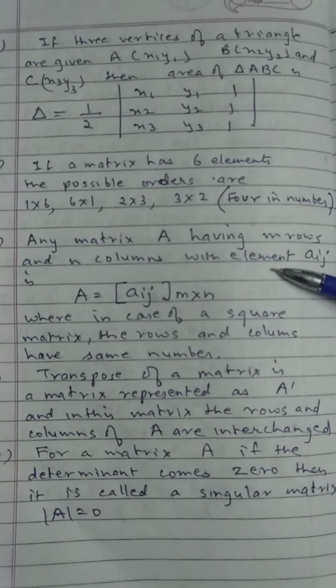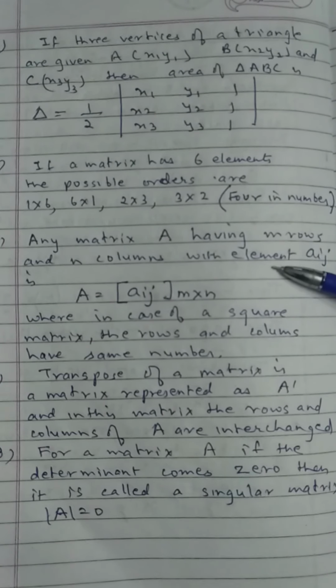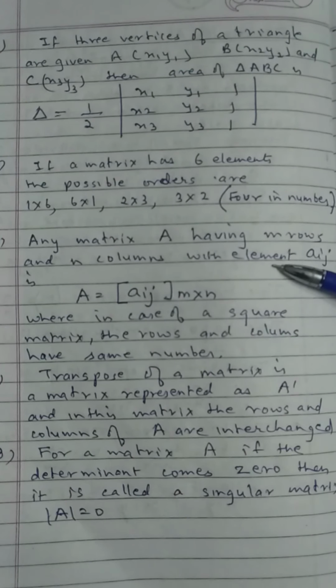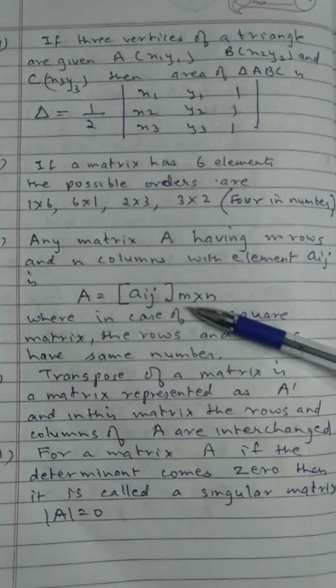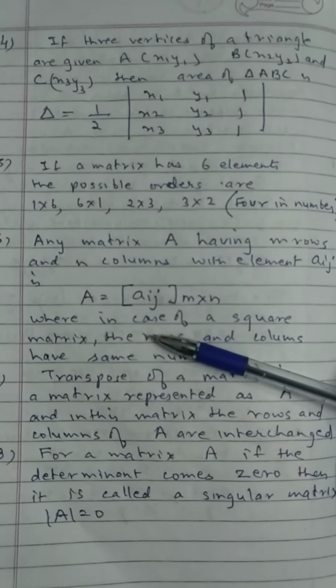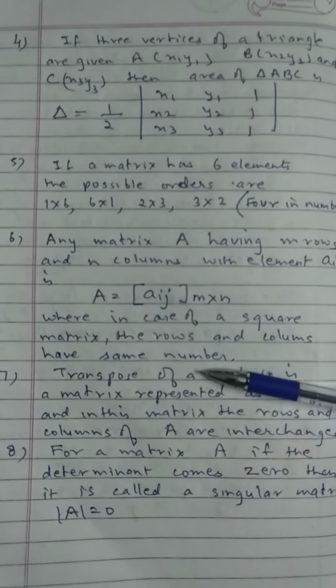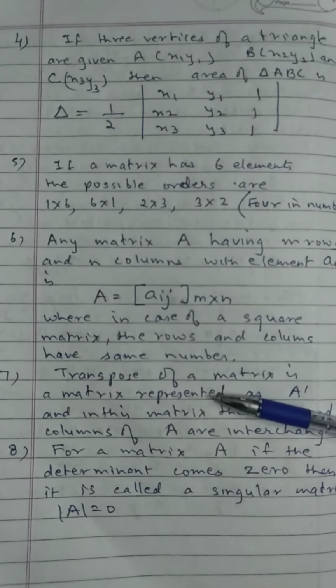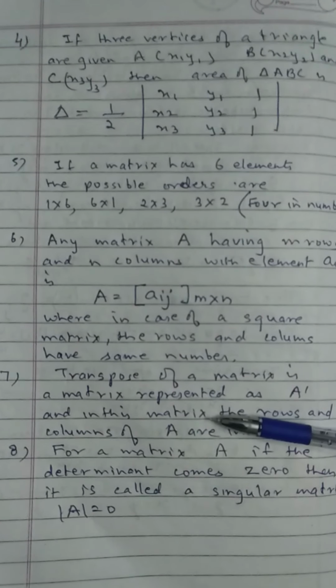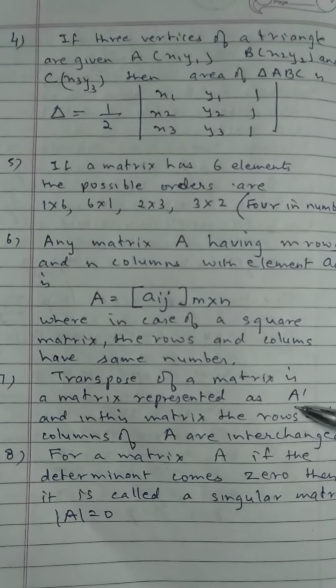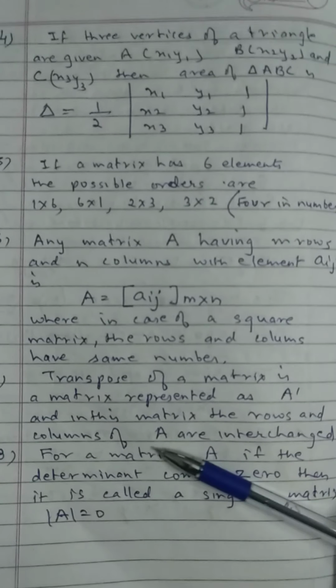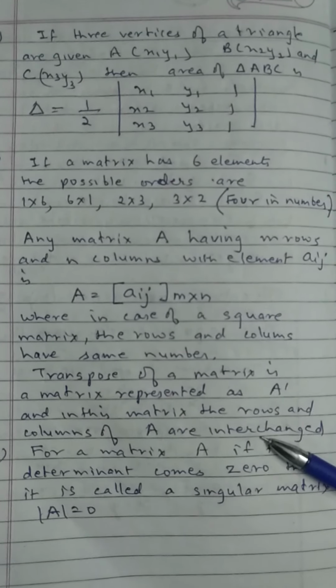Any matrix A having m rows and n columns with element Aij. Aij means A11, A12, A13, A21, A22, A23, A31, A32, A33. Aij has m rows, n columns, where in the case of a square matrix, the rows and columns have the same number. What is the transpose of a matrix? Transpose of a matrix is represented by A dash. In this matrix, the rows and columns of A are interchanged.